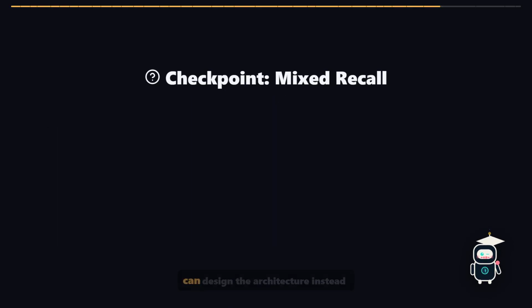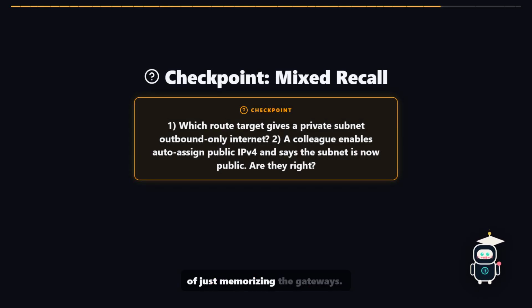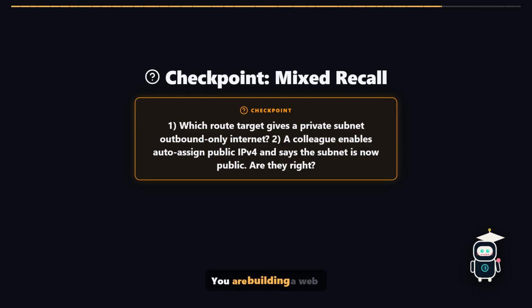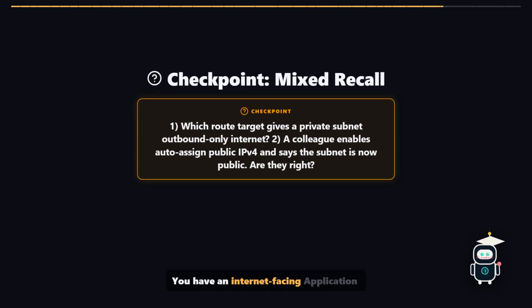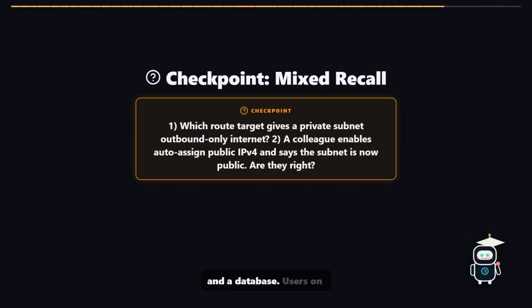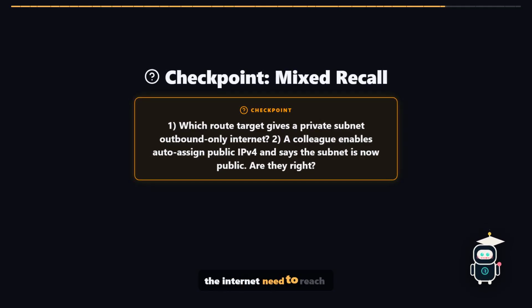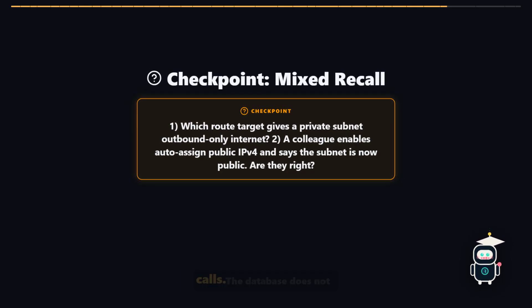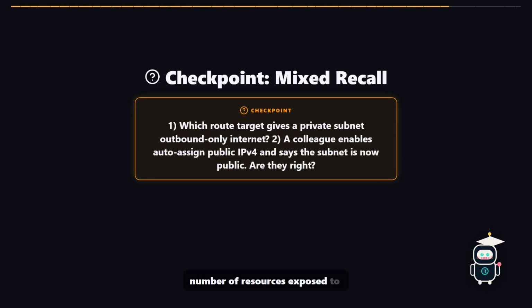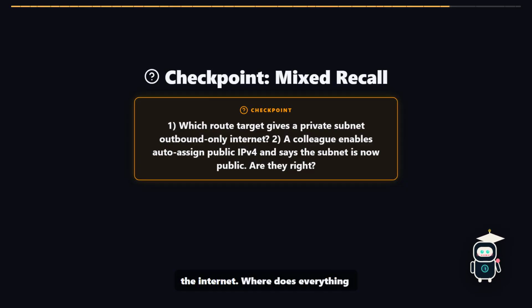Now let's see whether you can design the architecture instead of just memorizing the gateways. You are building a web application across 2 availability zones. You have an internet-facing application load balancer, 2 application servers, and a database. Users on the internet need to reach the application. The application servers need outbound internet access for software updates and external API calls. The database does not need direct internet access, and you want to minimize the number of resources exposed to the internet. Where does everything go?